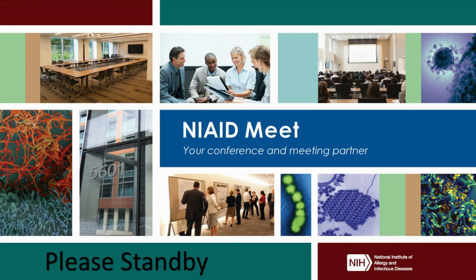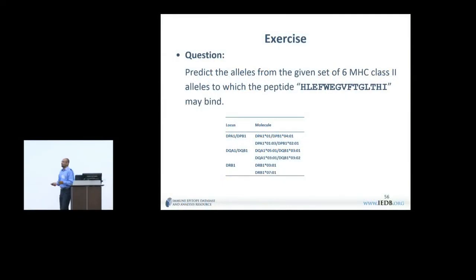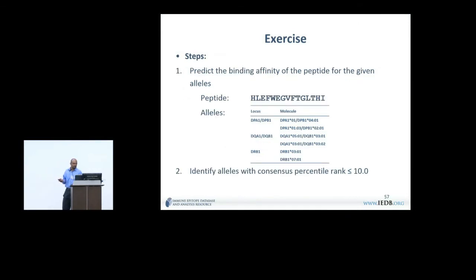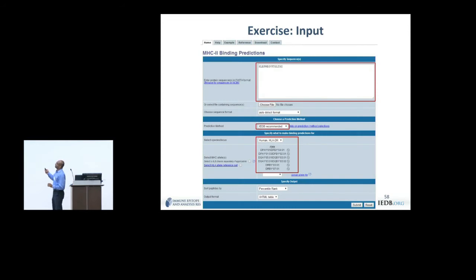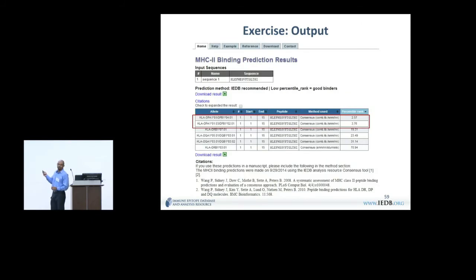So the question was, predict the alleles from the given set of 6 class 2 alleles to which this peptide may bind. The approach is, you take the sequence and do the prediction and identify alleles with consensus percentile rank less than or equal to 10. So you have your sequence here, and choose the method IEDB recommended and select all 6 alleles here, submit, and you should have got this result.